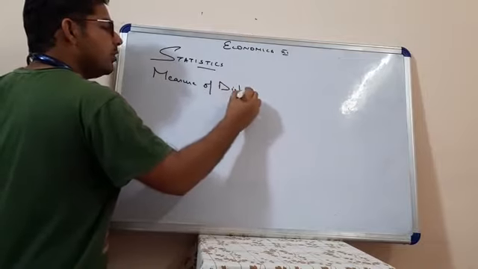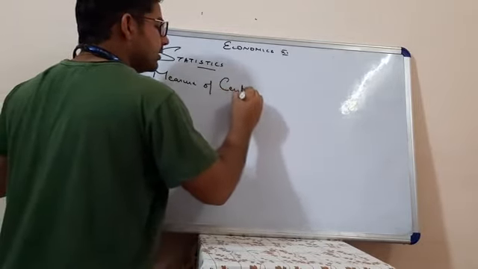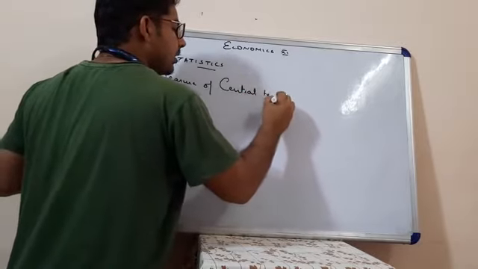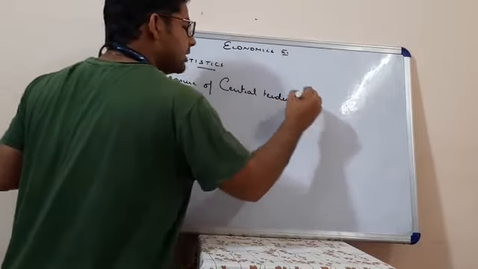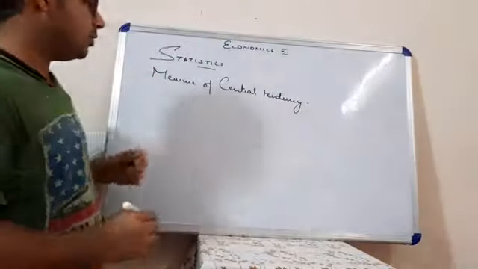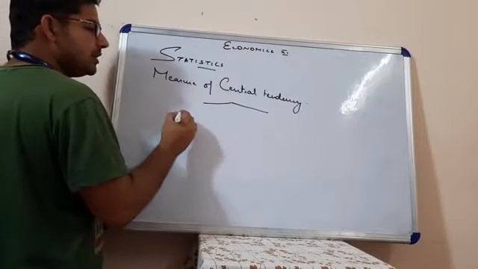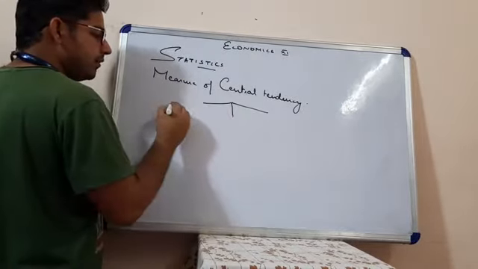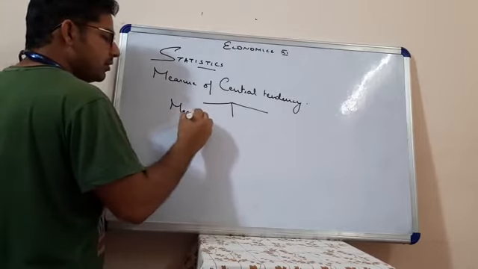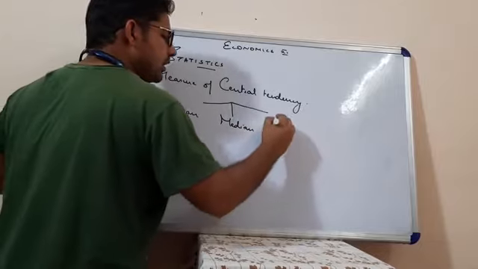So when we talk about measure of central tendency, in your 10th class mathematics you could have studied many things about it, but let's make it better. In measure of central tendency, my dear students, there are three things which we will study. One will be the mean, then the median, and then the mode.